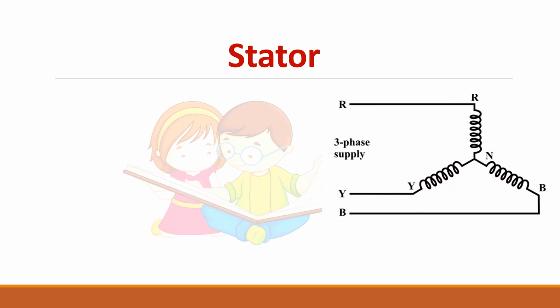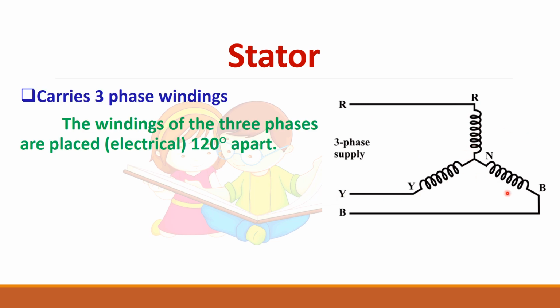Let us see the stator first. It consists of three windings. Each winding is placed 120 degrees apart. They are fed from a three-phase supply. When this three-phase winding is fed from a three-phase supply, it will produce a rotating magnetic field.